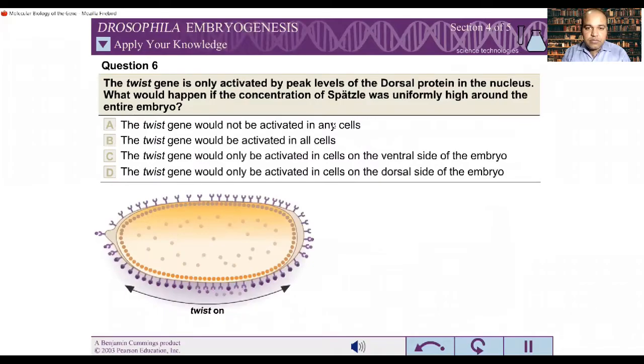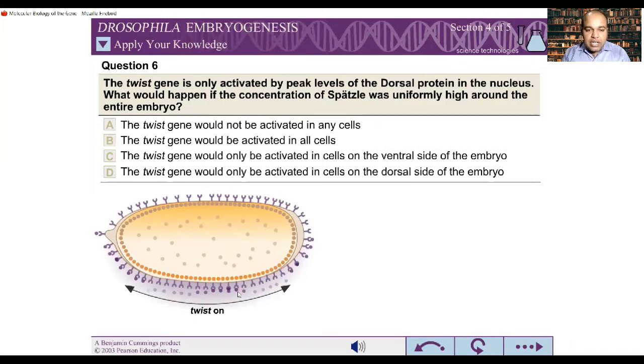Next. Question 6. The twist gene is only activated by peak levels of the dorsal protein in the nucleus. What would happen? So there is the dorsal protein. When the dorsal protein moves into the nucleus of the ventral nuclei, it is going to activate a protein called twist. Secondly, its lower concentration will activate the next protein called SOG, and the third protein that would be activated is referred to as twist, SOG and ROCK on.